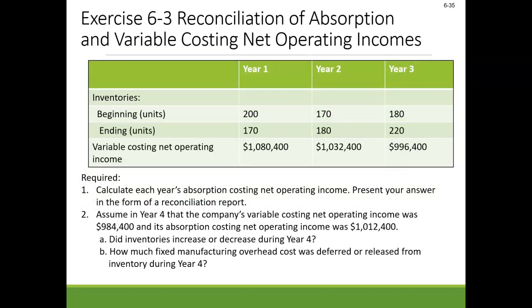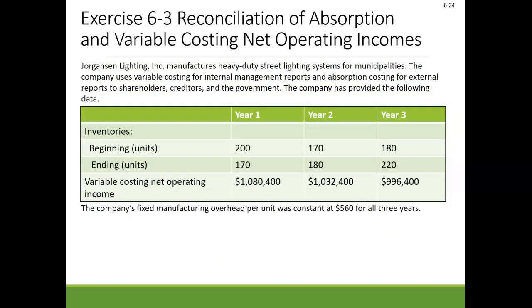Calculate each year's absorption costing net operating income. Present your answer in the form of a reconciliation report. Okay, so these are our variable net operating income. They want us to take this information and figure out what the absorption costing would be. And they gave us here that the fixed manufacturing overhead per unit sitting at $560.